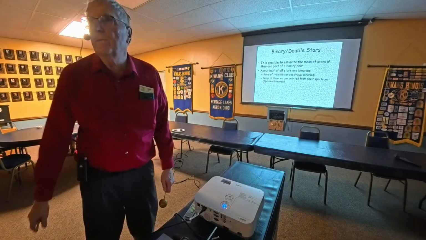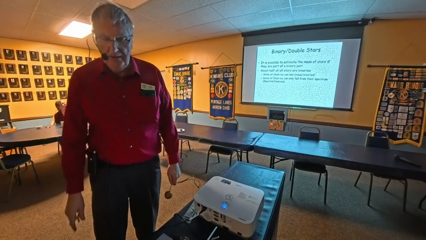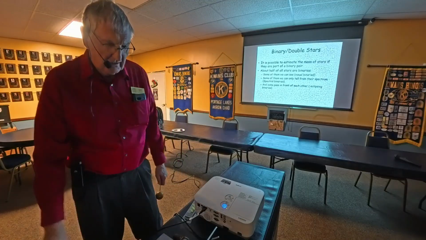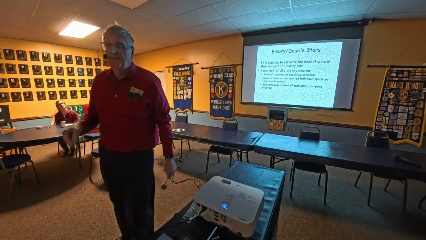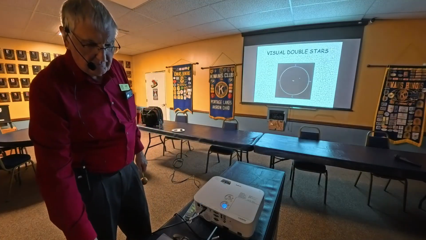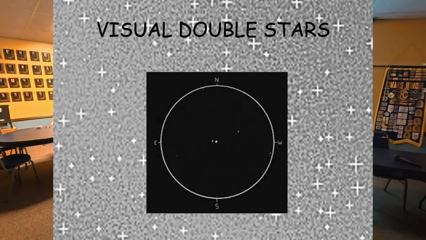Some of them you can tell from their spectrum, and some of them actually eclipse each other. When they're orbiting, they pass in front of each other. And we'll talk about each one of those. So visual doubles, those are the ones you can actually see in a telescope.